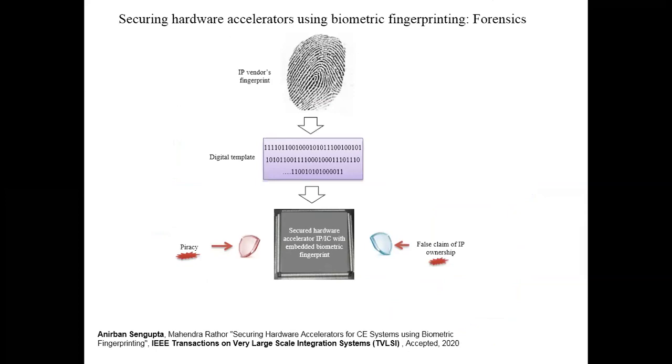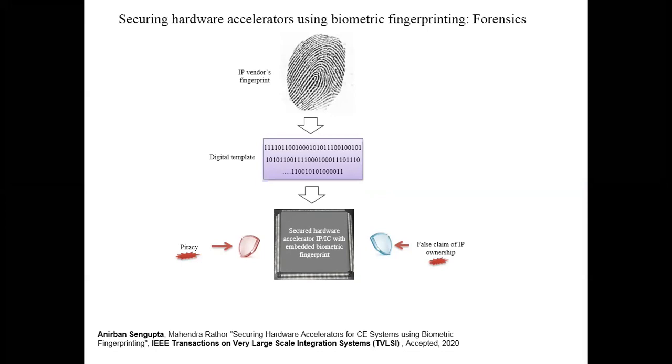Okay, now let me talk a little bit about how to secure hardware accelerators using biometric fingerprint. This is also part of forensics, and it has been recently published this year in IEEE Transactions on VLSI. So imagine you have an IP vendor's fingerprint of the authentic IP vendor who wants to embed his information in the integrated circuit.